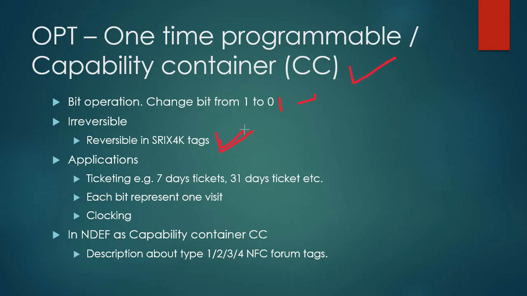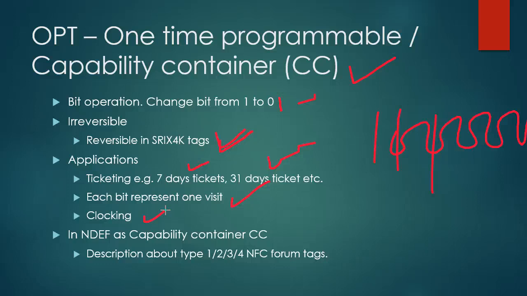What are the applications of this OTP? There are plenty. The ticketing is one of the applications that suits this, because you can have a 7-day ticket or 31-day ticket. Every time the user uses the ticket, you can just set an OTP bit to 1. So literally it starts from 100. When somebody attends an event, make it 1, and so on. Each bit represents 1 visit, and it's also a good application for clocking, when you clock in, like the employee time clocking.